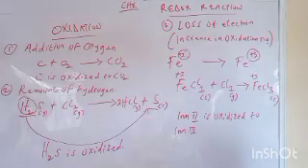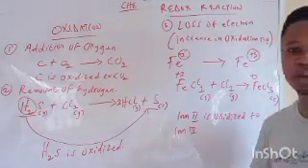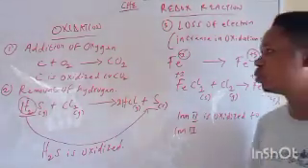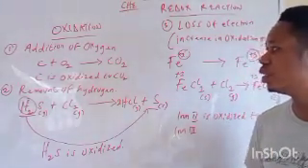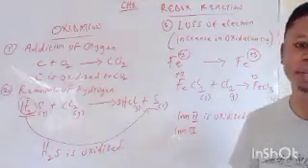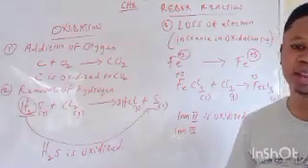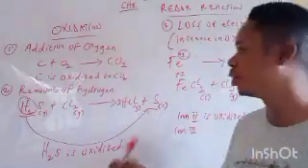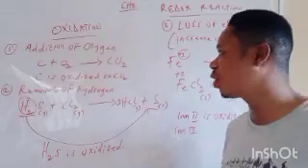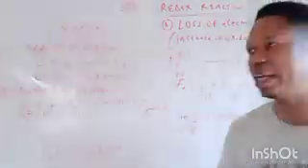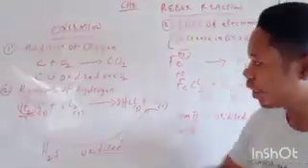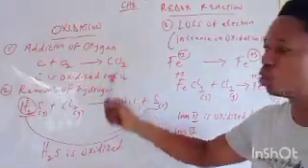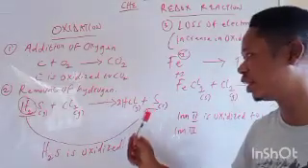Now, let me now go to the concept of reduction. Before I move to reduction, I would like to briefly explain again the 3 ways we can define or explain oxidation. Number 1 is addition of oxygen. Whenever an atom or a compound gains oxygen, such atom or compound is said to be oxidized. I gave an equation here when carbon gains oxygen to give CO2. Carbon is said to be oxidized.